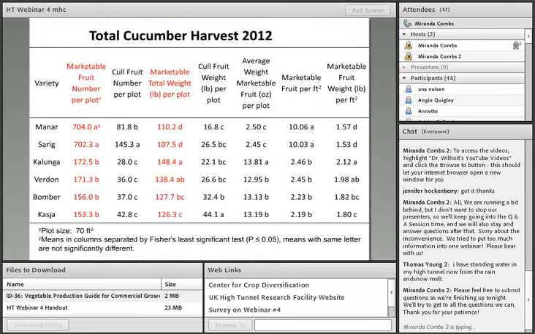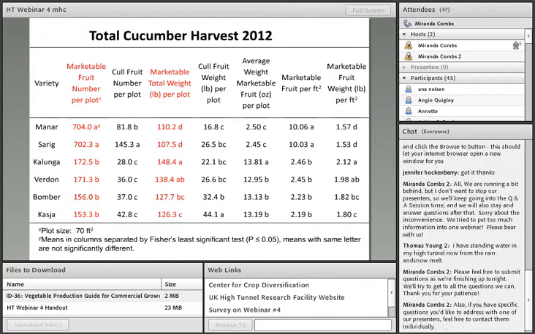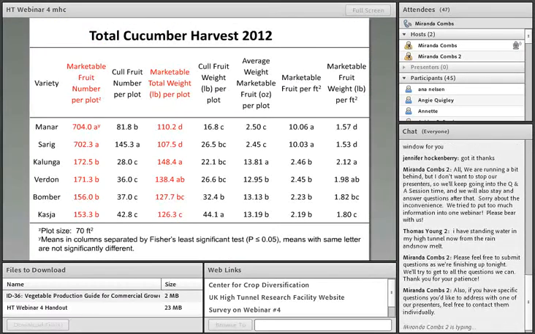Won't spend a lot of time on this. Basically summarizing this data, we've got cucumber harvest from the 2012 season. On the right, we have the varieties listed. The top 2 varieties, Manar and Sarig, are the beta alpha types. The bottom 4, Kalunga, Takaja, are the English types.